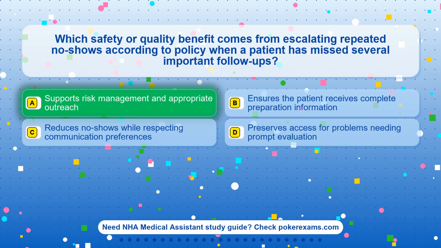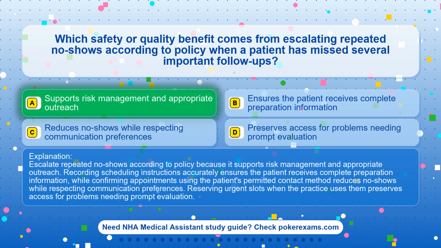The correct answer is option A, supports risk management and appropriate outreach. Escalate repeated no-shows according to policy because it supports risk management and appropriate outreach. Recording scheduling instructions accurately ensures the patient receives complete preparation information, while confirming appointments using the patient's permitted contact method reduces no-shows while respecting communication preferences. Reserving urgent slots when the practice uses them preserves access for problems needing prompt evaluation.